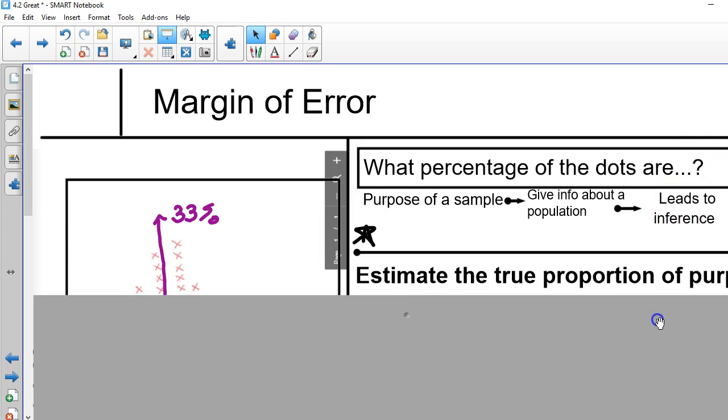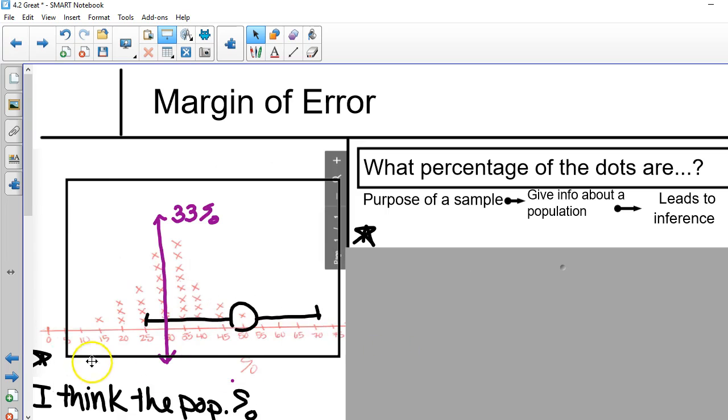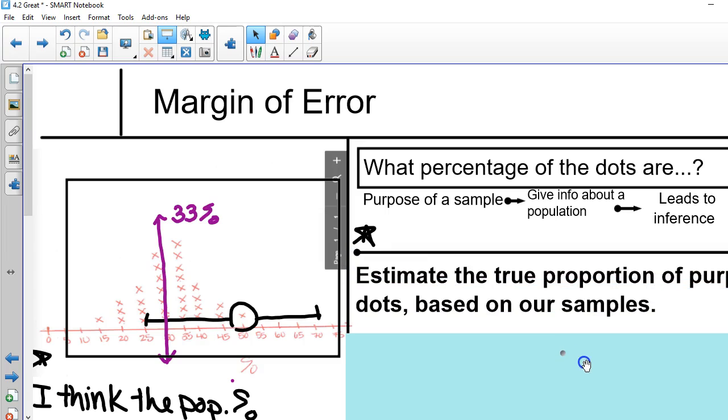We talked about that in class. So if you look over here, I have the graph. I have everyone's sample plotted on here in the percentage. Now we're going to draw conclusions about that population. I asked, estimate the true proportion of purple dots based on our sample. Most people guessed anywhere between 30 to 40%. Why? Well, most of the dots stacked up around there.